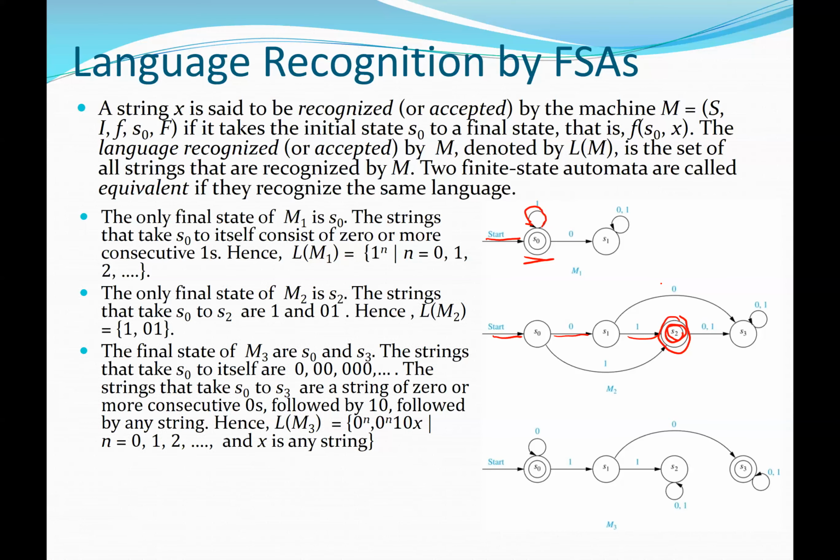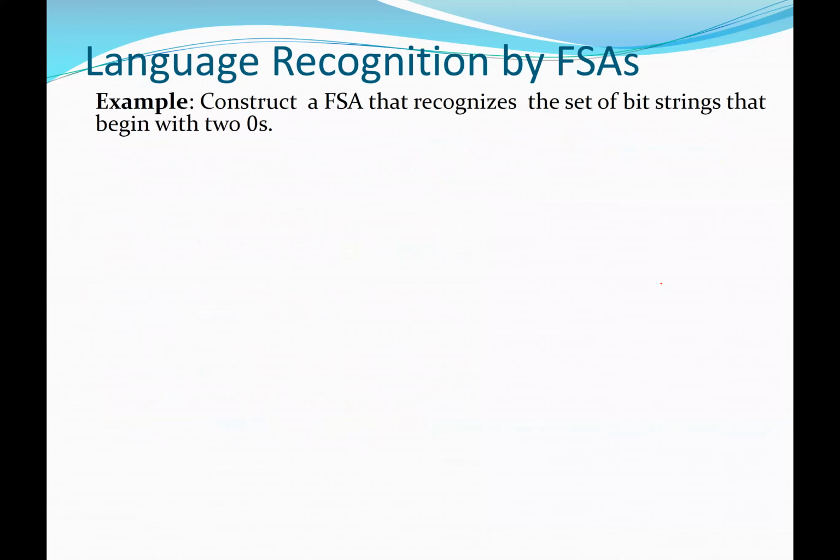So that's one way to do it, the set 0 to the n, comma, 0 to the n followed by 1, 0. That's how we look at the pictures and try to find the language that's recognized by an FSA. Now, we can also go back and construct a graph based on a language.